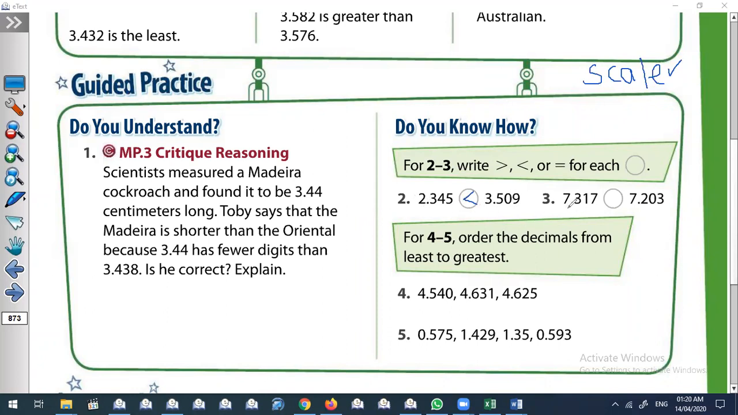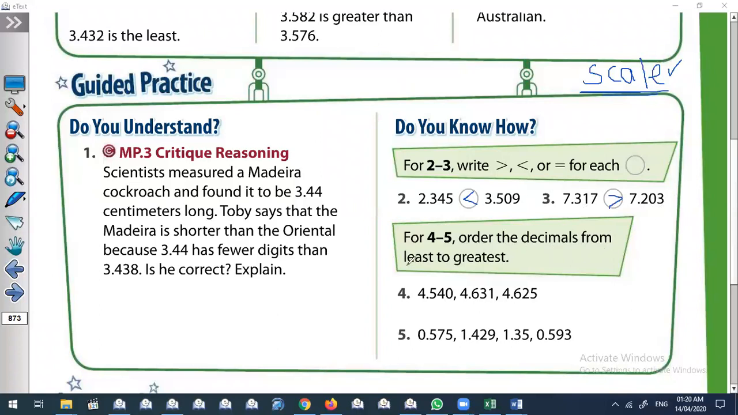Again, 7.317 and 7.203. Check the decimal point first. Check the scale. How many digits in the decimal here? 1, 2, 3. Just the decimal digits. Don't count the whole number. How many digits in the decimal part here? Also 1, 2, 3. So let's compare. 7, 7, no bigger. 3, 2, 3 is bigger.